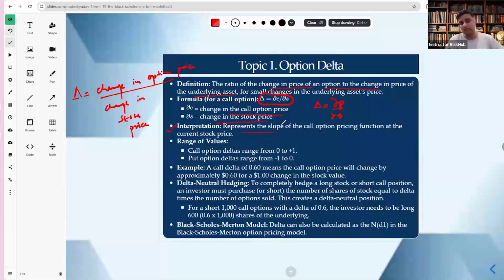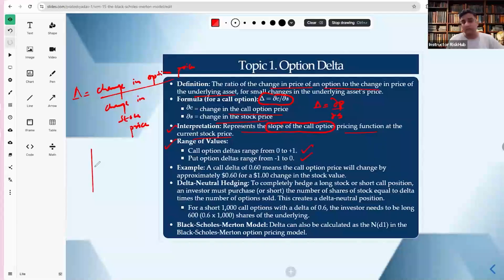Interpretation: it represents the slope of the call option pricing function at the current stock price. Range of value for call option, please remember these things, guys. Very, very important. Call option delta is between 0 and +1, right? There is a graph also given in the book. You don't need to go too much into that.